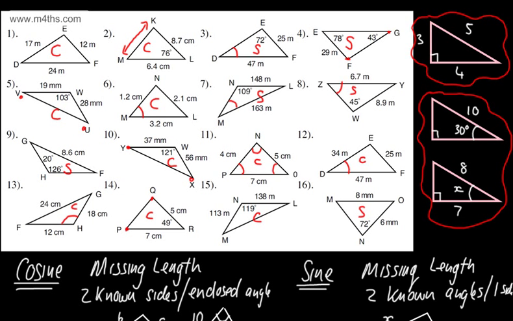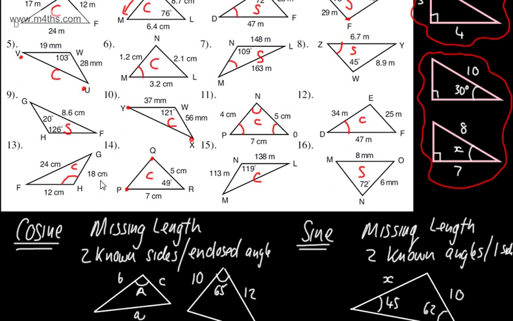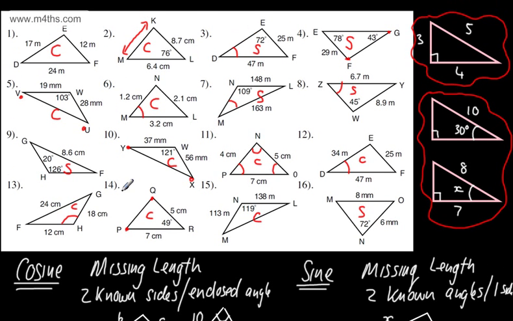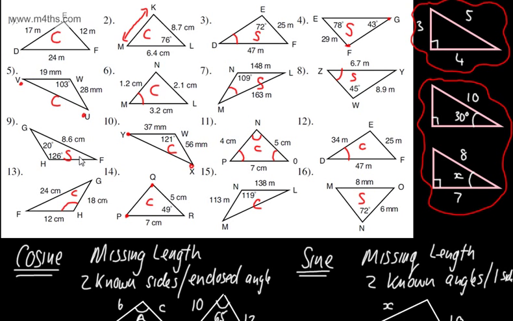In this video we're going to look at using the cosine rule to find missing lengths and angles in non-right angle triangles. We saw that the cosine rule could be used to find a missing length when we had two known sides and an enclosed angle. So for example, if we looked at this one, we could use the cosine rule to find the length UV.